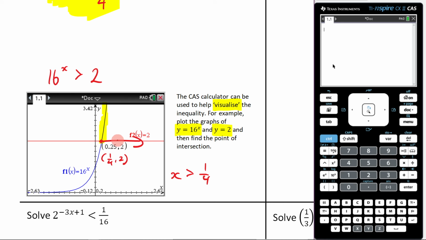If I was to put in, I don't know, 1, I'm going to get a number greater than 2. That's the thinking that's going on. So you can graph this either with a CAS or by hand to help think through these inequality questions as well. All right, we'll pause here and then go through some more examples.